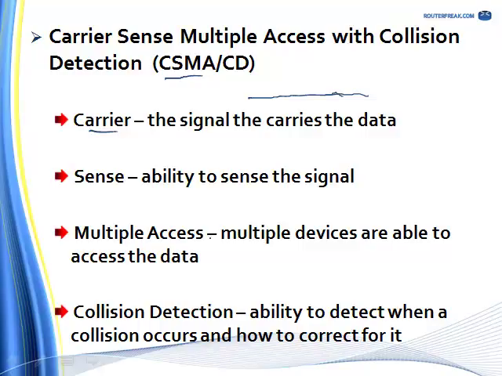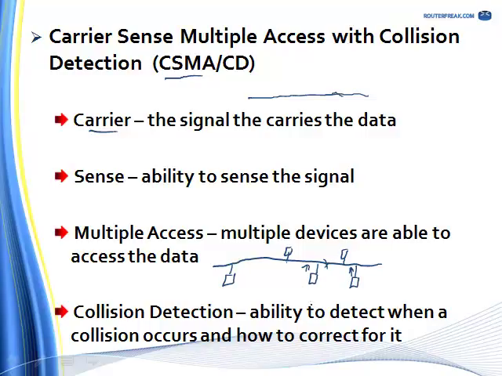Now, collision detection. What collision detection is, and my definition I have down here, is the ability to detect when a collision occurs and how to correct for it. So when you have a really large network, and you have a bunch of computers on here, and they're all chatting at the same time, eventually, as they're each putting these packets onto the network, two of those packets are going to collide. They're going to run into each other. They're going to have a collision.